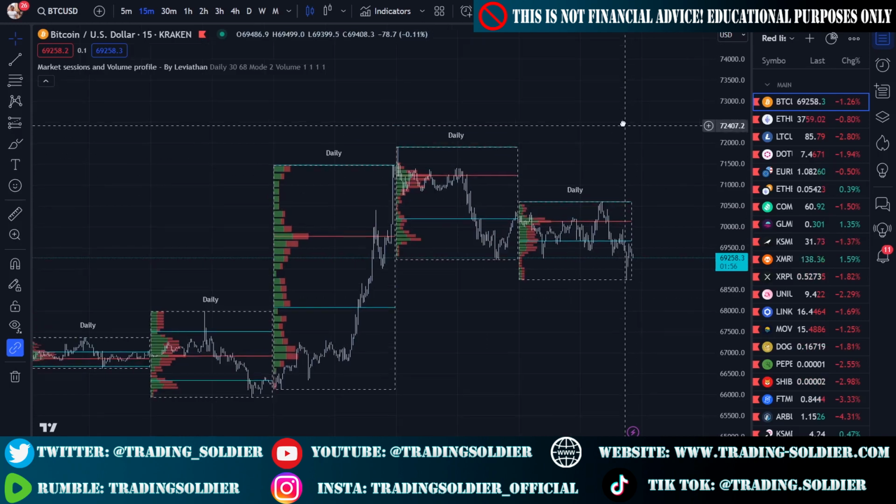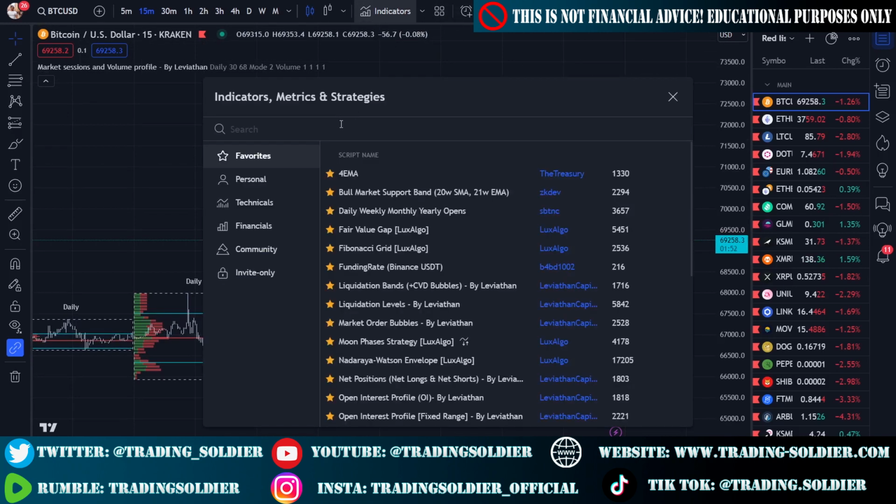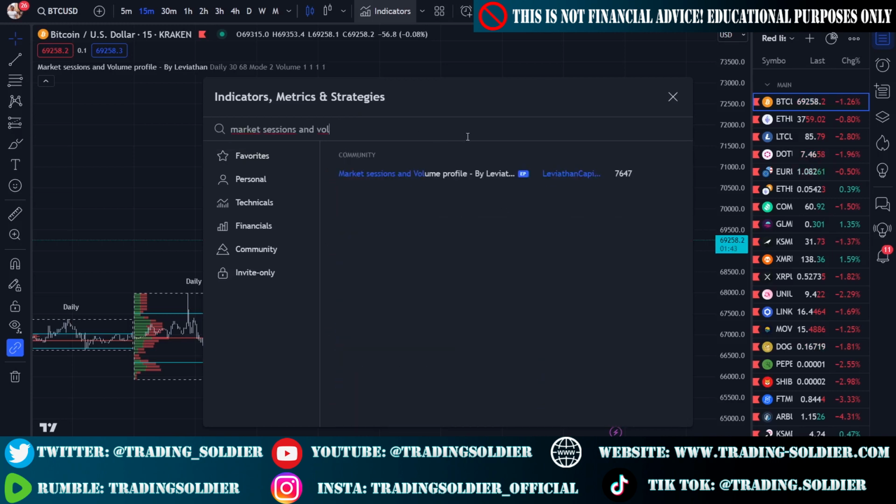To add this indicator to your TradingView chart, you need to go to the Indicators tab here and type Market Sessions and Volume Profile. And you can see here Market Sessions and Volume Profile by Leviathan Capital. Shout out to Leviathan Capital for making this indicator. You add it to your favorites, and then you add it to your chart. I have already added this indicator.